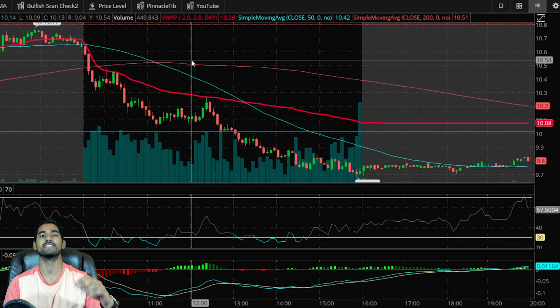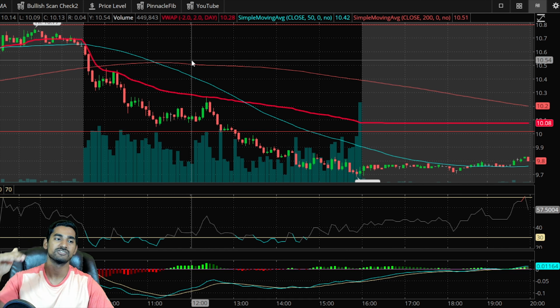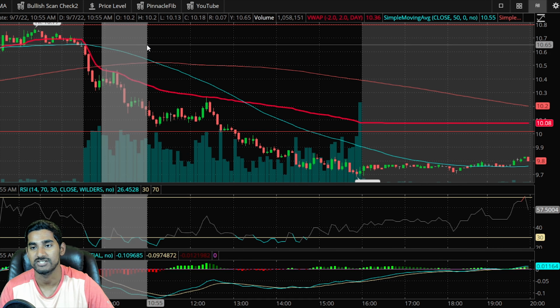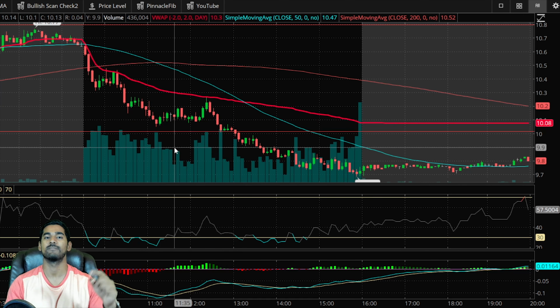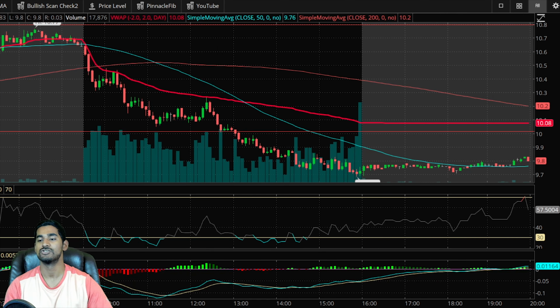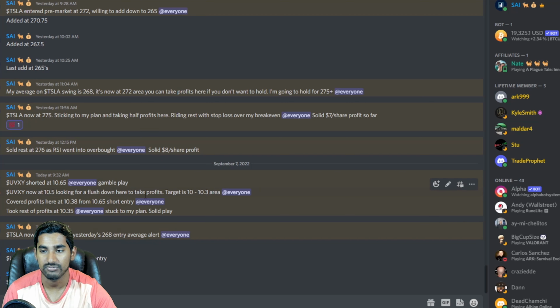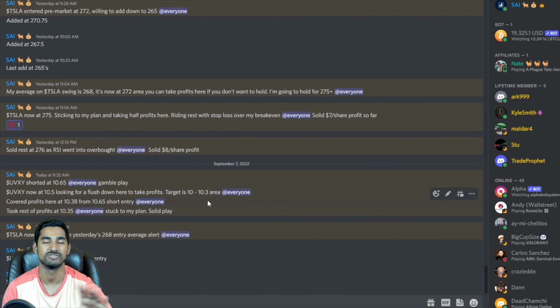That stock just going down and down and down, continuous red candles. It tries to come above, you can see right here. It tries to come above, rejects off VWAP, and the stock just keeps going down. So what did I do? I took some profits at the 10.5 area, and I call that my target is 10 to 10.3. And what happens? I covered some profits at 10.65, and then I took the rest at 10.35.